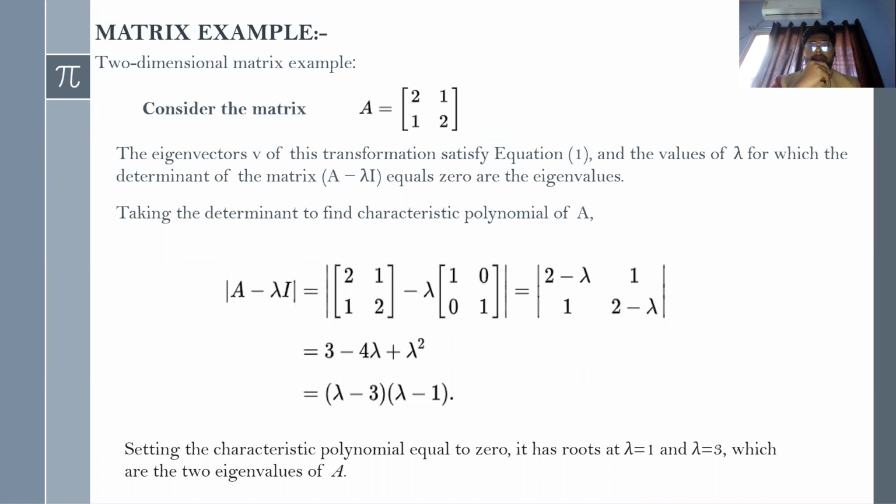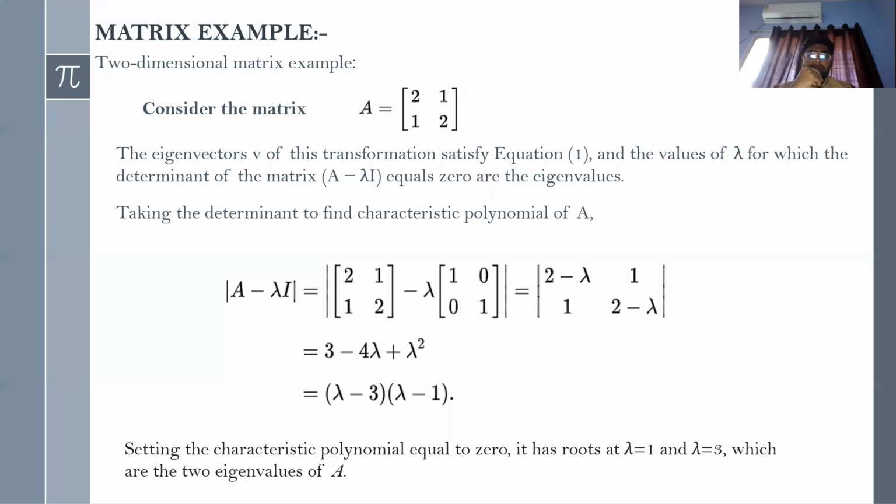Consider a matrix A equal to [2, 1; 1, 2]. The eigenvectors V of this transformation satisfy equation 1, and the values of lambda for which the determinant of matrix A minus lambda I equals 0 are the eigenvalues. Taking the determinant to find the characteristic polynomial of A minus lambda I, given matrix A minus lambda times I, that is equal to [2 minus lambda, 1; 1, 2 minus lambda].